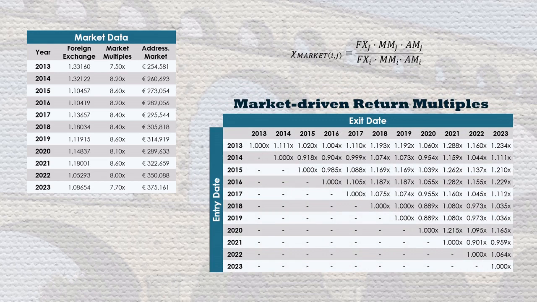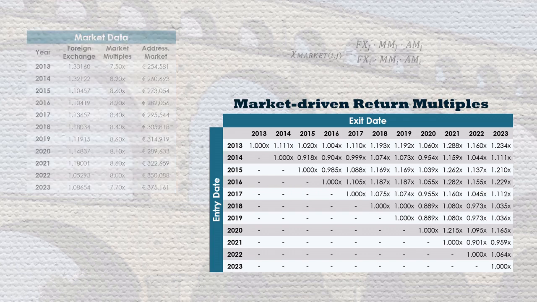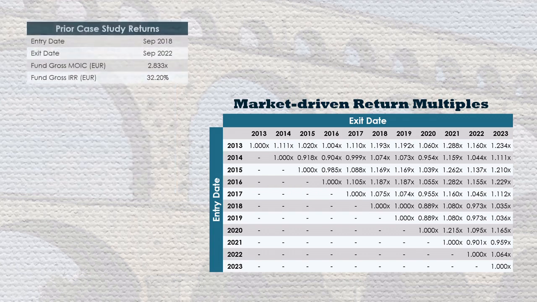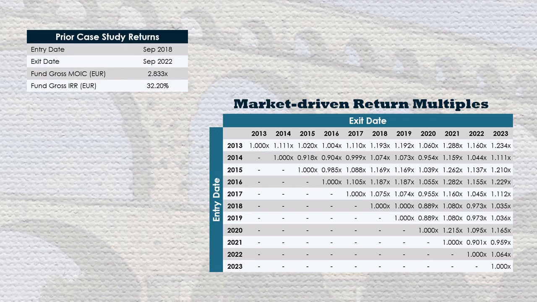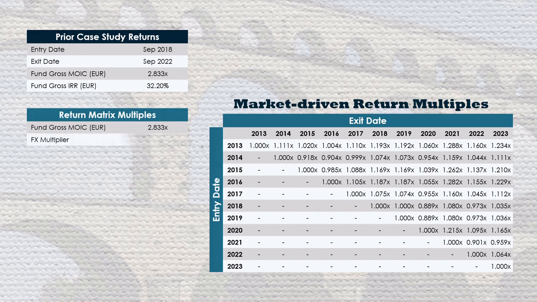Alright, now what can we do with this? Well, in the last 2 case studies, we had a deal that was held from 2018 to 2022. It had a gross multiple of invested capital of 2.833 and a gross IRR of 32.2%. This multiple is in euro, so we need to convert it to the LP's currency of USD. From the prior table, we know that the foreign exchange multiplier from 2018 to 2022 is 0.892.